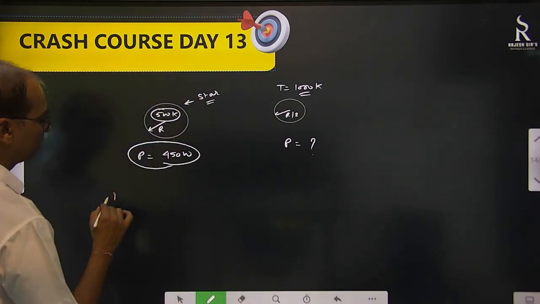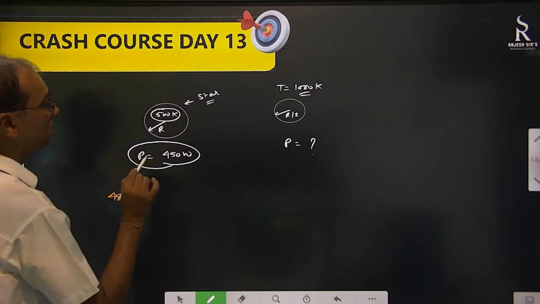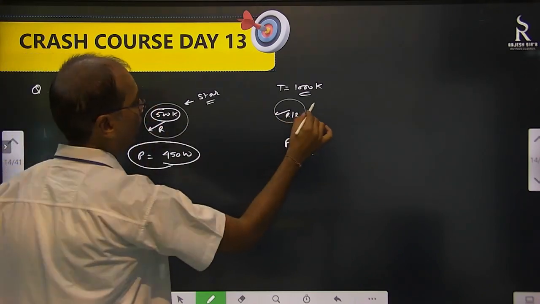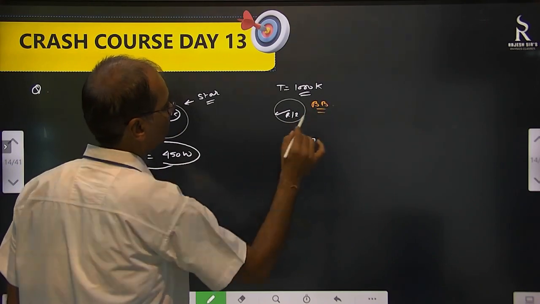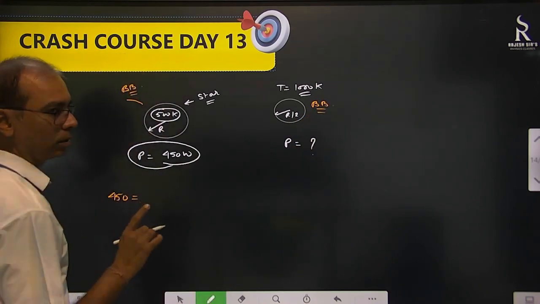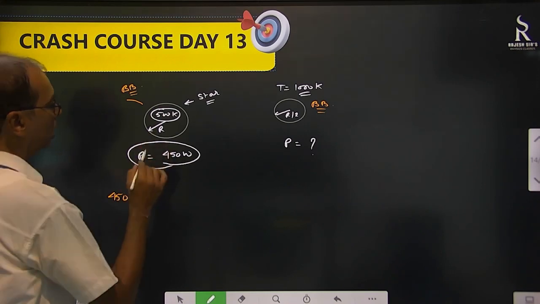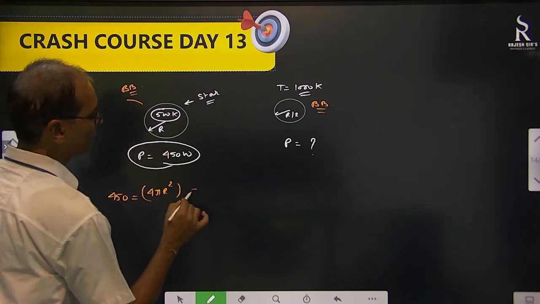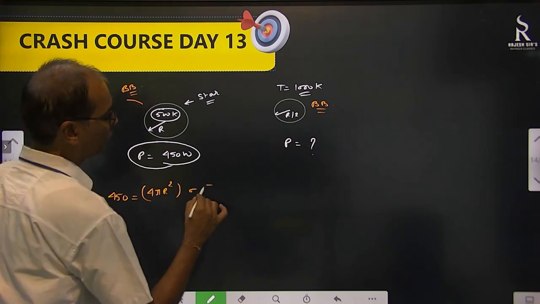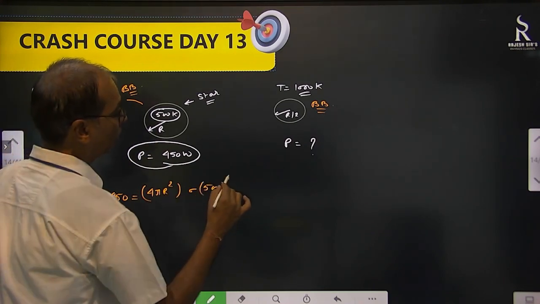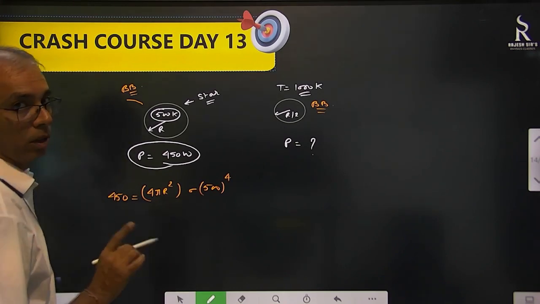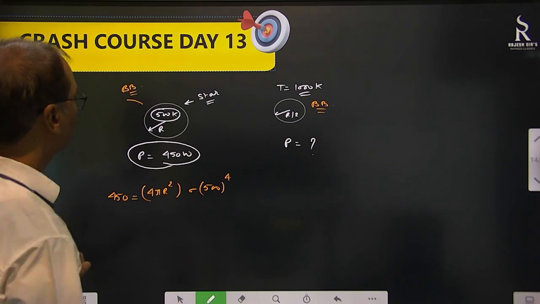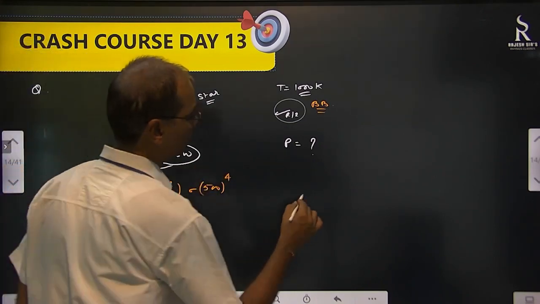The power of the first star is 450. Since it's a star, you consider it as a black body, so E value is 1. The formula is A sigma T to the power 4, where A is 4 pi R square. T to the power 4 means 500 to the power 4. Remember, temperature in Kelvin only. Don't write it in degree centigrade. So this is given to us. Now he is asking for the second star.